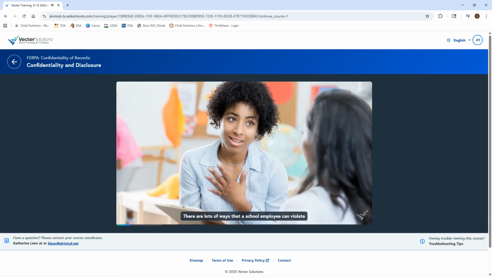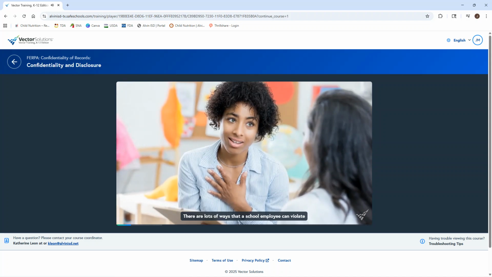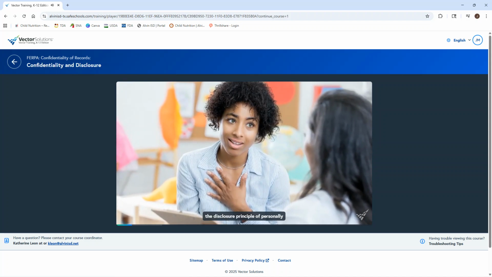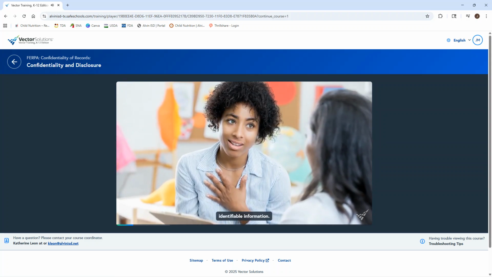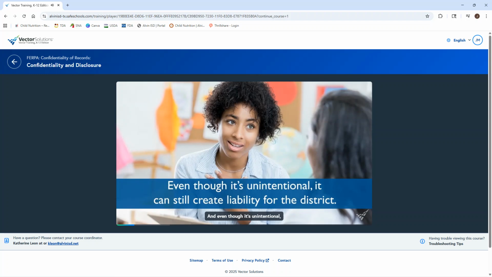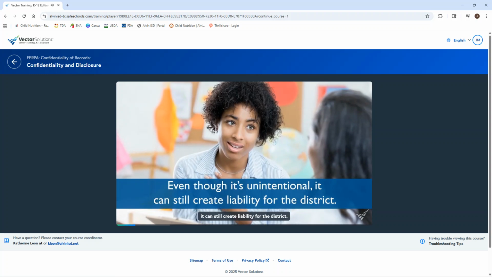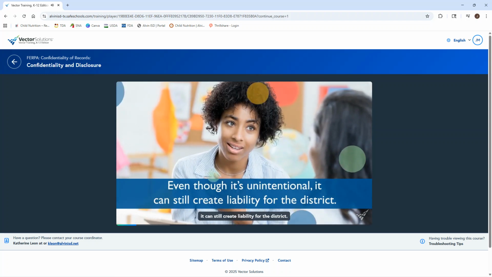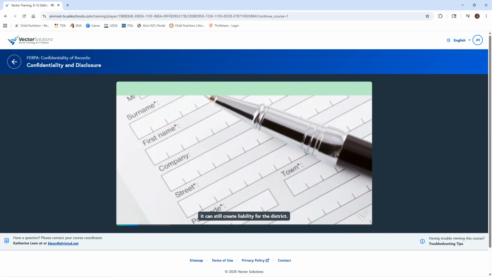There are lots of ways that a school employee can violate the disclosure principle of personally identifiable information. And even though it's unintentional, it can still create liability for the district.